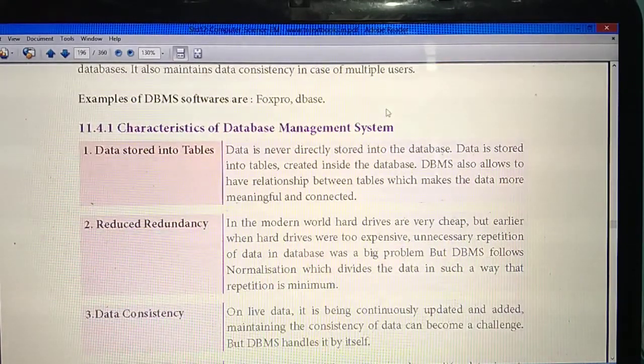Next one, characteristics of database management system. Very important question. Important 5-mark question. Characteristics of database management system. Understand? Listen carefully. First characteristic is data stored in tables.